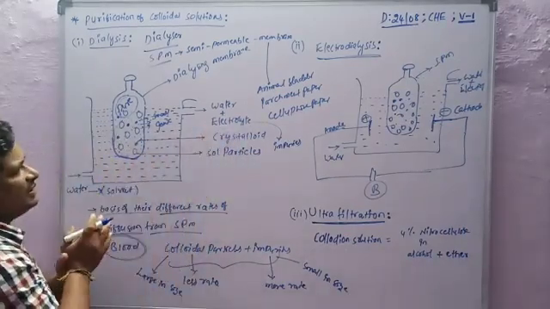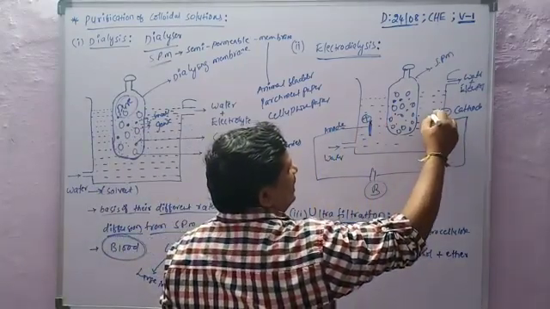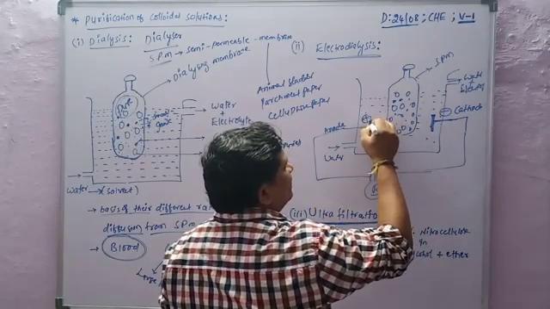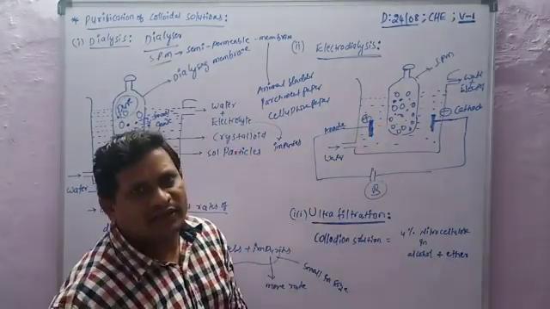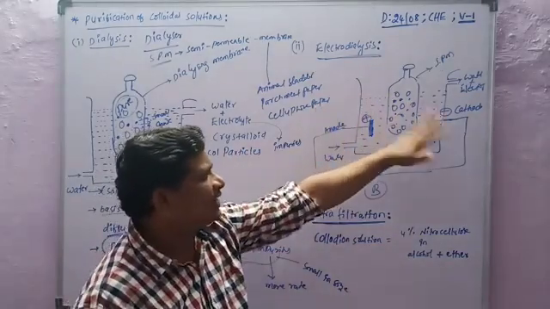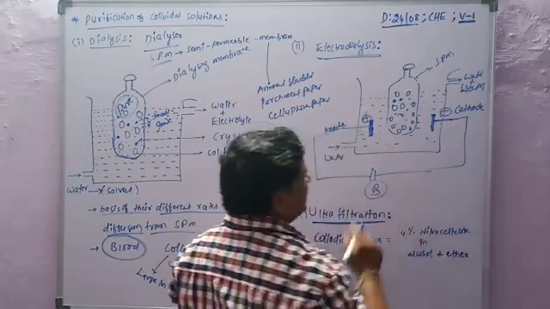Same arrangement, but the difference in this process is that it is carried out in an electrolytic cell. The cell consists of two electrodes: one positive electrode, the anode, and one negative electrode, the cathode. It is connected to the battery.